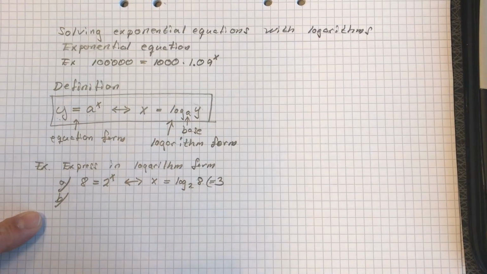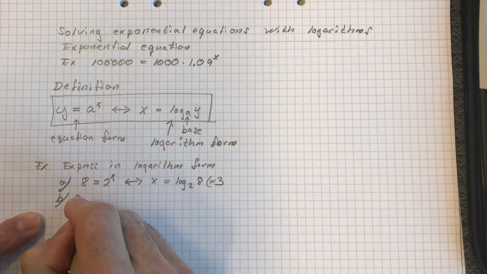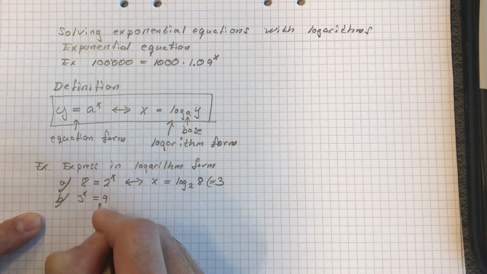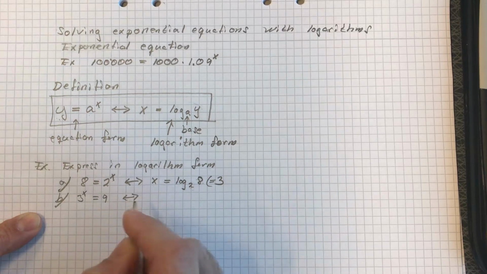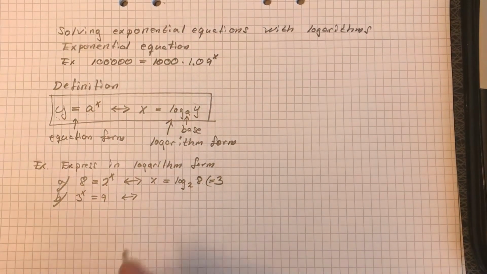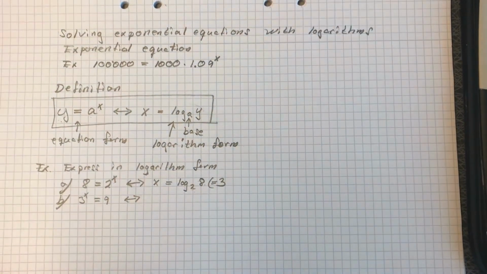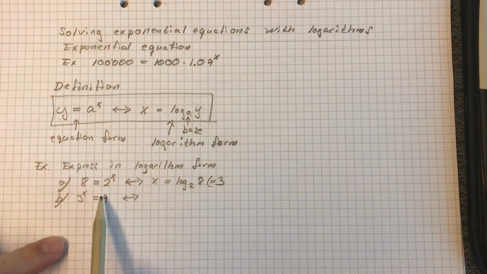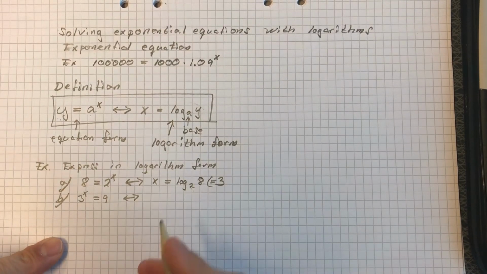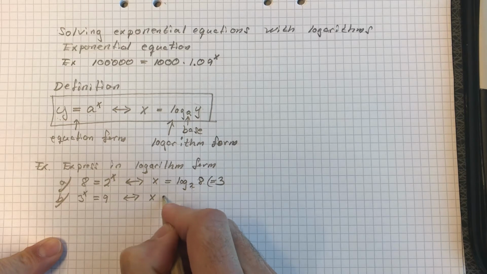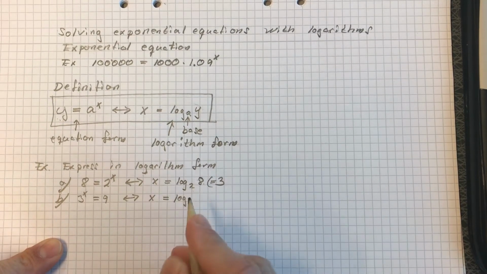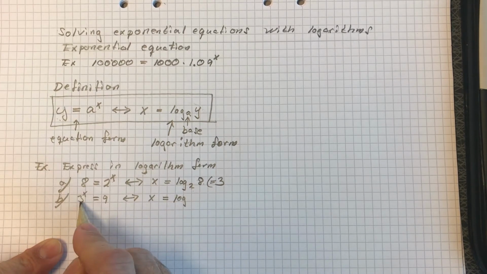Okay, let's look at another one. 3 to the power of x is equal to 9. This is in the equation form because it's an equation. Can you write it in logarithm form? You can start to if you want to. You see, I changed them around. X is not on this side, it doesn't matter. X is equal to log, and then the base is 3.